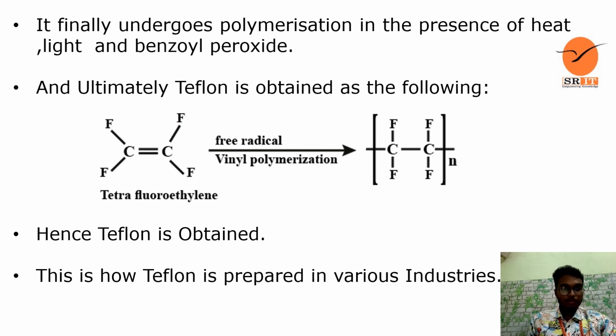Moving on to the next step, that is the final step. It finally undergoes polymerization in the presence of heat, light, and benzoyl peroxide as a catalyst. And ultimately, Teflon is obtained as in the below process. See here, tetrafluoroethylene undergoes the polymerization process and forms polytetrafluoroethylene, which is Teflon. This is how Teflon is prepared in various industries in the present days.